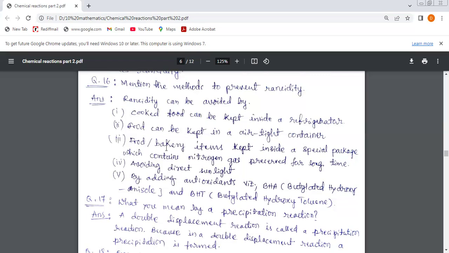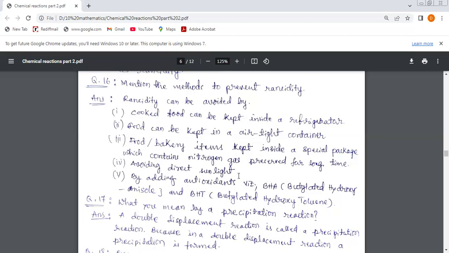And next, food or bakery items are kept inside a special package which contains nitrogen gas, preserved for a longer time. Sometimes some food materials are kept inside a special package which contains nitrogen gas. Nitrogen gas is a neutral gas. It doesn't allow the oxidation process. That's why nitrogen gas is used. So it is another method.